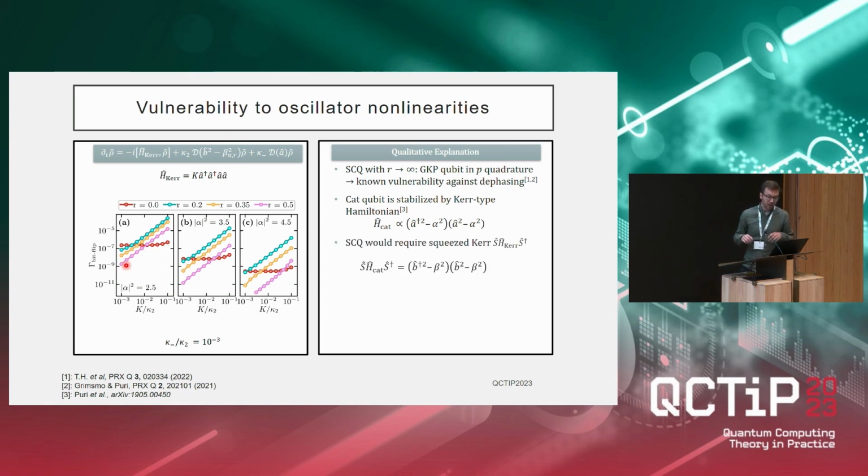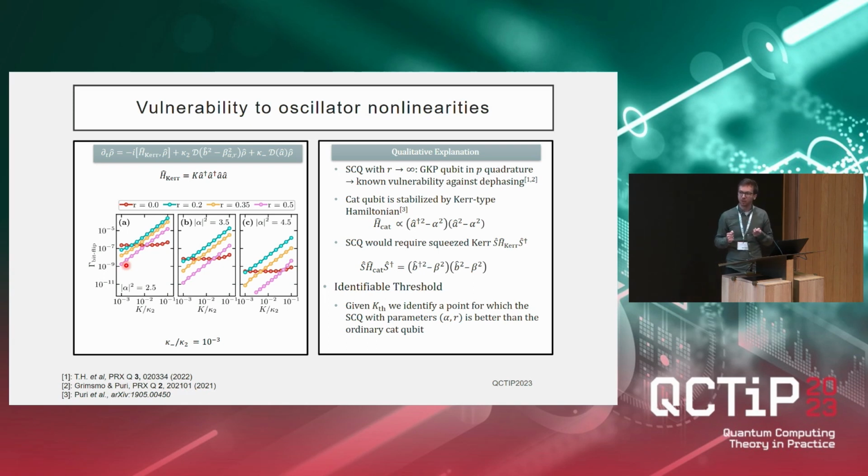On the other hand, since the squeezed cat qubit is the cat qubit but just squeezed, we would need to have some squeezed Kerr, which doesn't naturally occur in the system, and we would need to engineer it artificially, which is kind of a challenge. But there's a good thing, namely we can identify a threshold where, once the Kerr in the system is small enough, the squeezed cat qubit will outperform the ordinary cat qubit. And in general, you find that the Kerr that you can allow in the system is bigger for squeezed cat qubits than for GKP qubits.